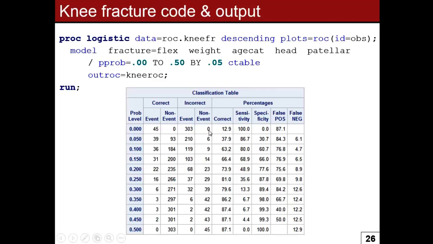If I just gave you this, you would be able to sketch out what an ROC curve would look like, just based on this information alone. But we're not going to stop there. We're going to say plots equals ROC, and you can say ID equals OBS. There's a whole bunch of options that SAS gives you for customizing the plot. One of them is ID OBS, which labels it by the observation, so you can figure out which person contributes to which cut point.